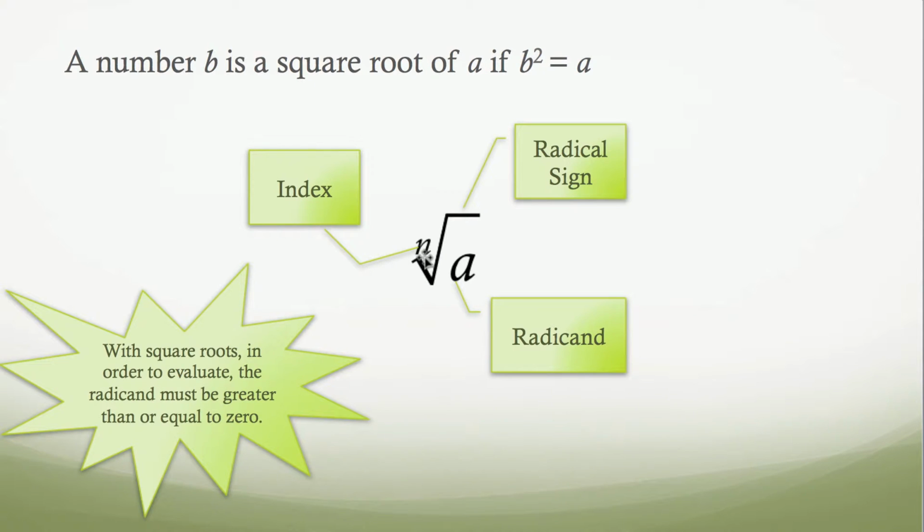With square roots specifically, in order to evaluate them, the radicand, again the number underneath, has to be a number that's greater than or equal to 0. So we can't have any negative numbers underneath the radical sign in order to evaluate them to be real numbers.